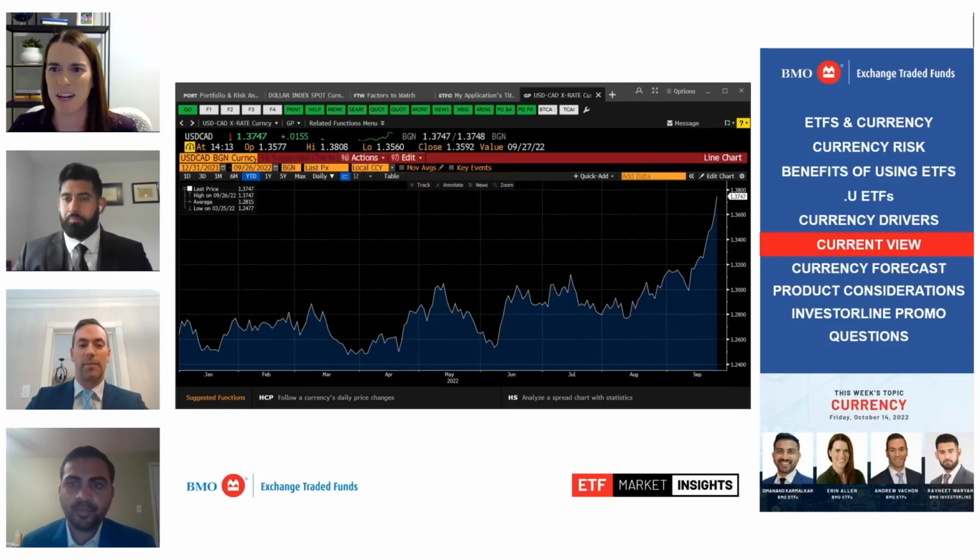Let's move into looking at current valuations and CAD versus USD. How's it looking year to date? Yeah, perfect. So you can see in the chart, if you look from January till end of August, it was in a pretty tight range.